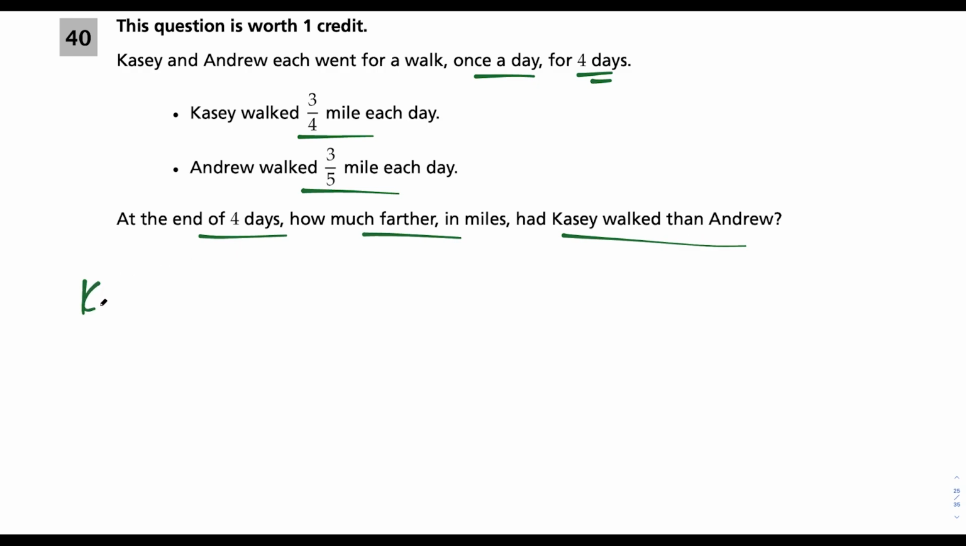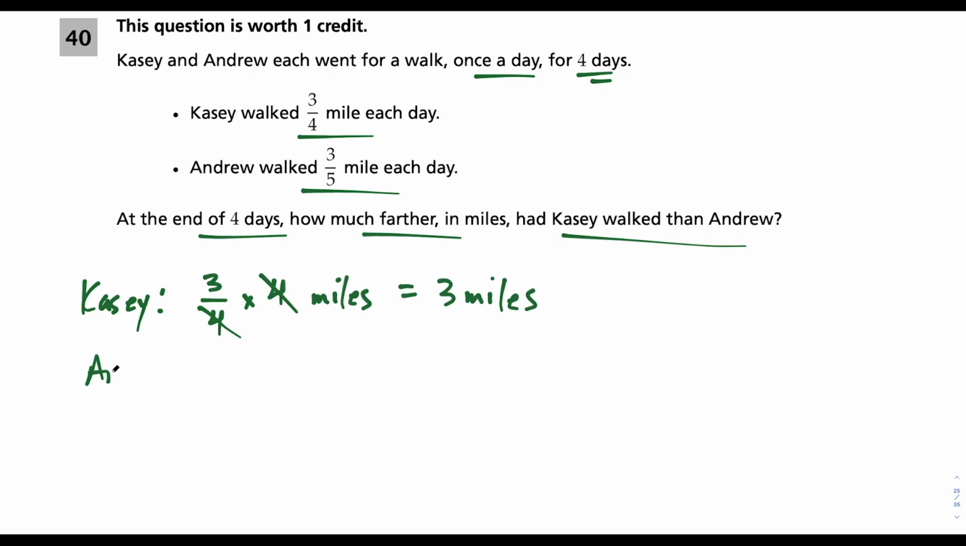So for this, I would just calculate how far each of them walked. Casey walked 3/4 of a mile each day, but for 4 days. So if we do 3/4 times 4, this tells us how many miles Casey walked in total. And if I do 3/4 times 4, just know that the 4/4 cancels, and that's going to give us 3 miles. So that's how far Casey walked.